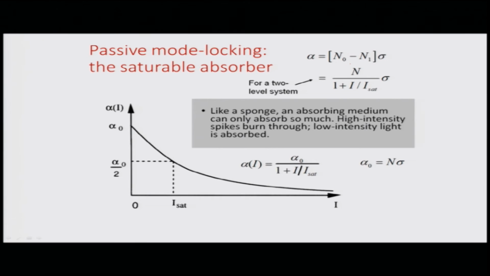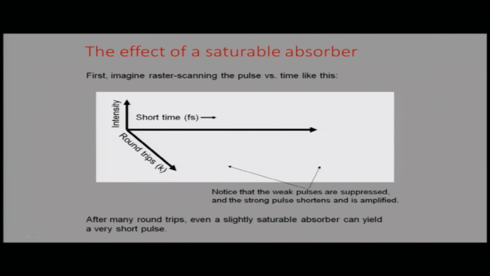In case of passive mode locking, the idea is to use something called a saturable absorber, which means an absorber which can keep on absorbing until it gets saturated, when it does not absorb anymore. Like a sponge, an absorbing medium can only absorb so much. High intensity spikes burn through, low intensity light is absorbed. So, it is like an intensity gating, that beyond a certain intensity it just lets it go. So, that is the passive mode locking principle, for example.